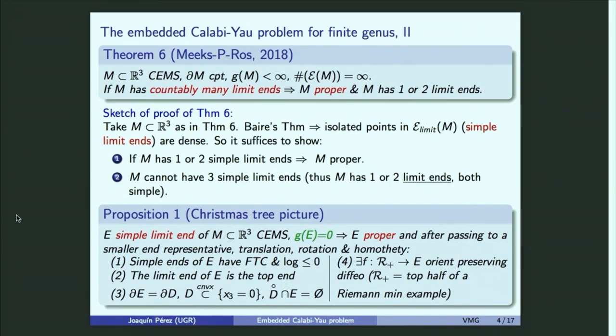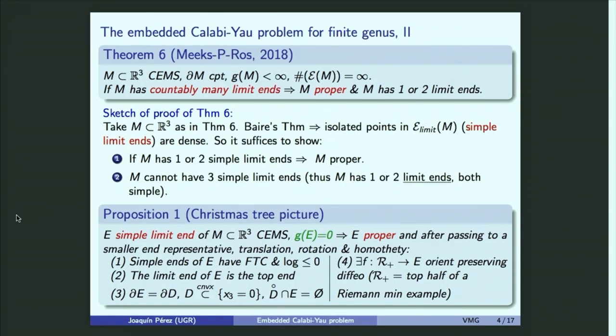You can take a representative of the end, and after a translation, rotation, and homothety in R3, all the simple ends will have finite total curvature. I would like you to think about the Riemann minimal example. All will have finite total curvature in the Riemann minimal examples. They are planar. All with non-positive logarithmic growth, they are 0.